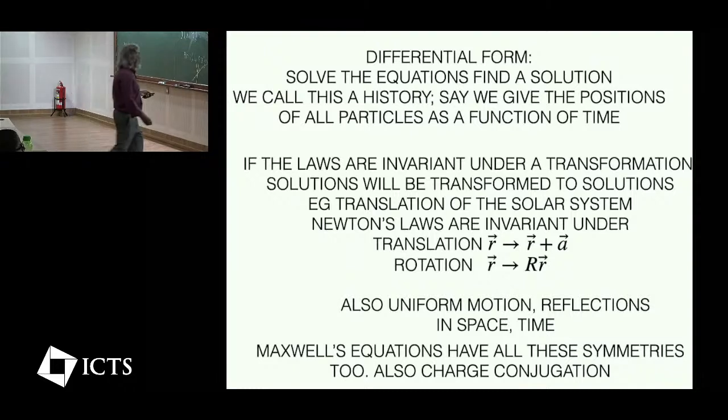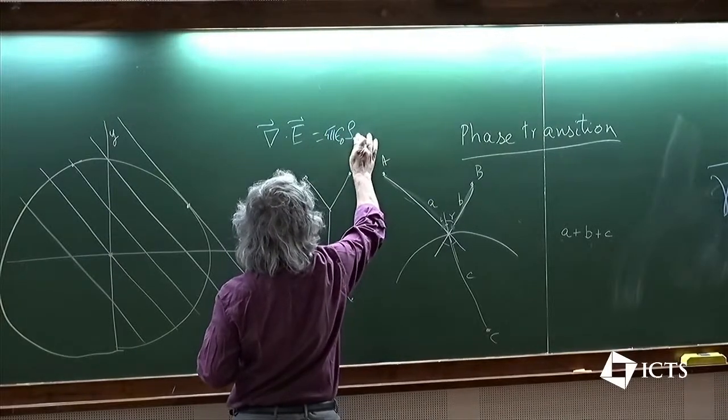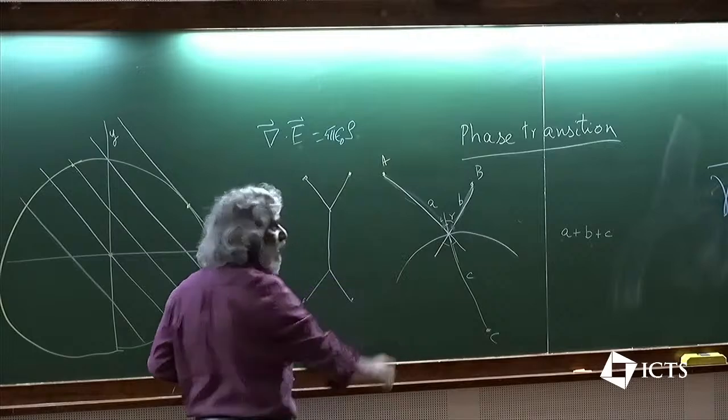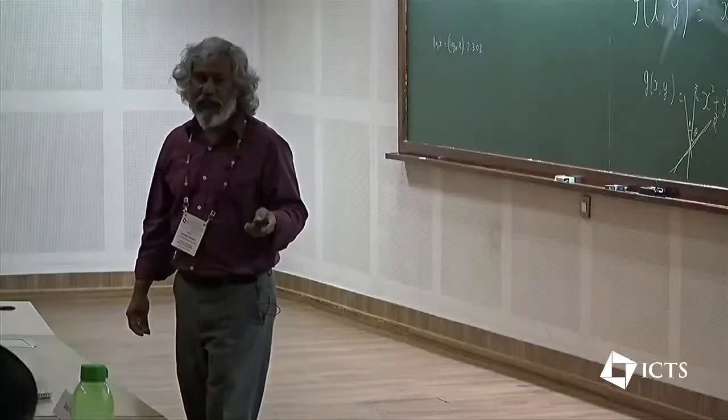You can see that very easily. If I take, for example, divergence of E equal to 4 pi rho, I think. If I reverse here and reverse this one, the equation will still be true. So Maxwell's equations have the symmetry of charge conjugation.